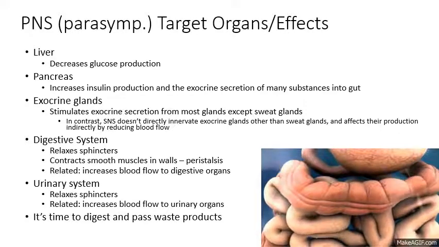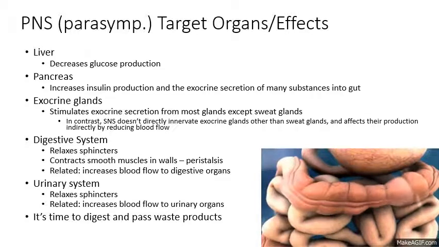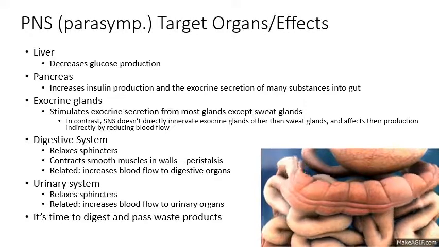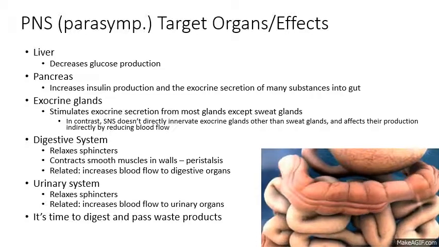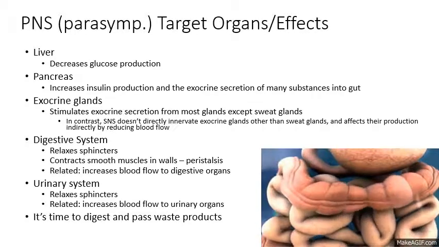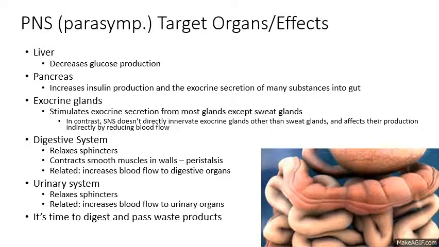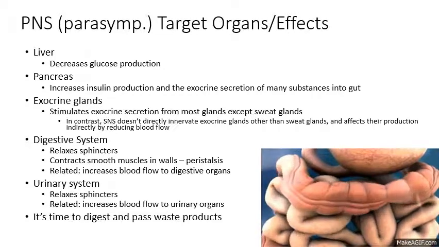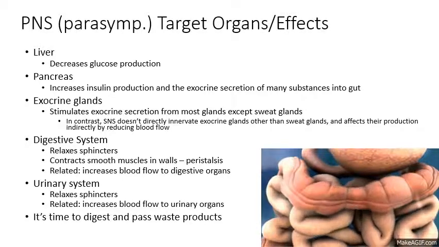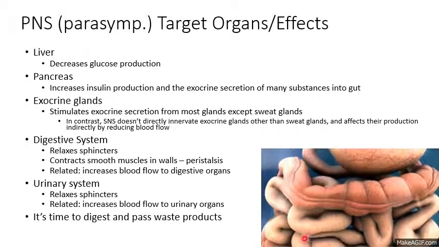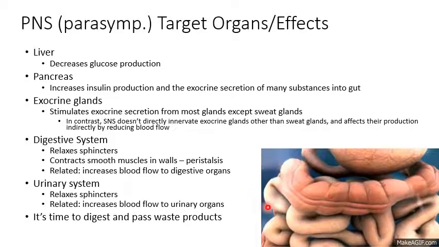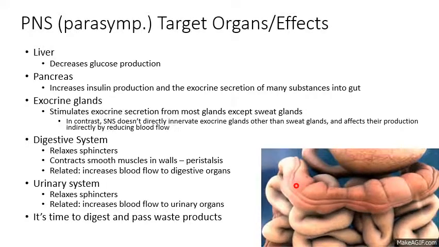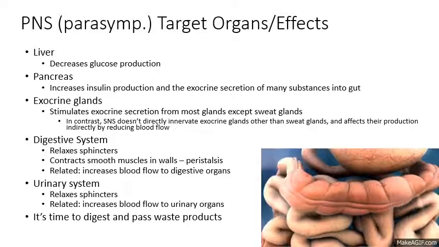In the digestive system, it basically does the opposite of the SNS. It relaxes sphincters instead of contracting them, and it contracts smooth muscles in the walls of the digestive tract instead of relaxing them. And specifically, the smooth muscles in the walls of the gastrointestinal tract are stimulated to contract in this coordinated pattern called peristalsis, in which you have a ring of the muscle that contracts, and then that contracted ring will kind of slide down the gastrointestinal tract. So it's kind of like a wave of contraction. So peristalsis is what is illustrated in this GIF image here. So you can see these waves of contraction moving down the intestines. So that is peristalsis. And that is stimulated by the parasympathetic nervous system.